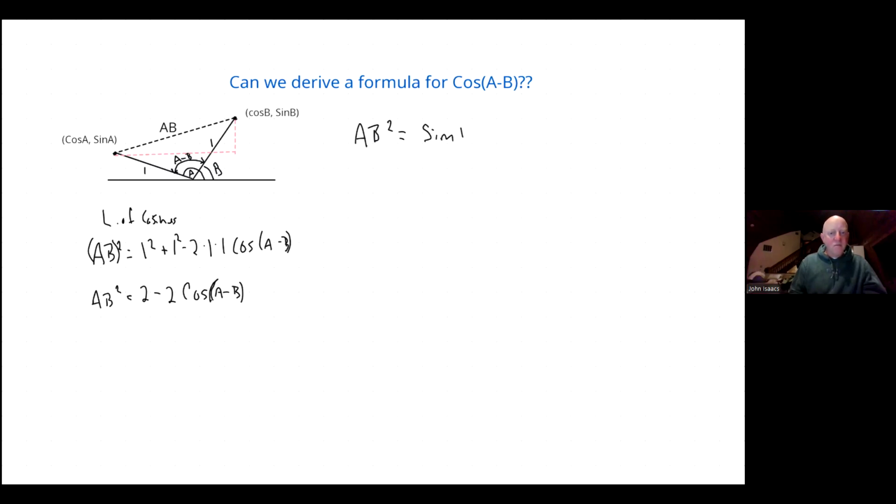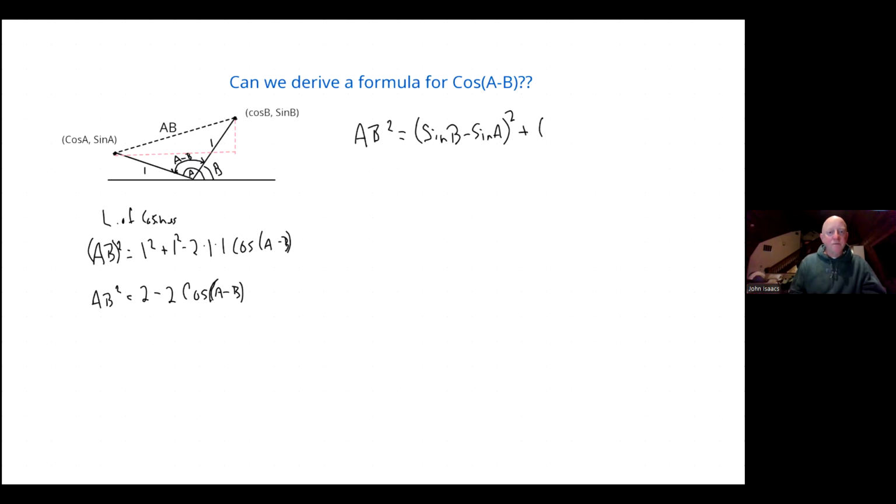Sine B minus sine A, squared, right? That's AB squared, like A squared plus B squared equals C squared, plus the length across the bottom here. This is cosine B, and this is cosine A. So the difference between those two locations is going to be cosine B minus cosine A. Kind of the same thing as the sine part.